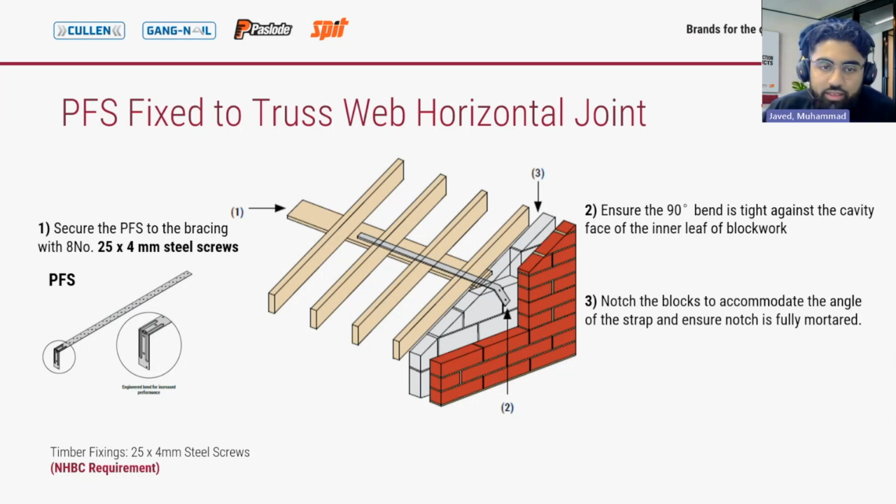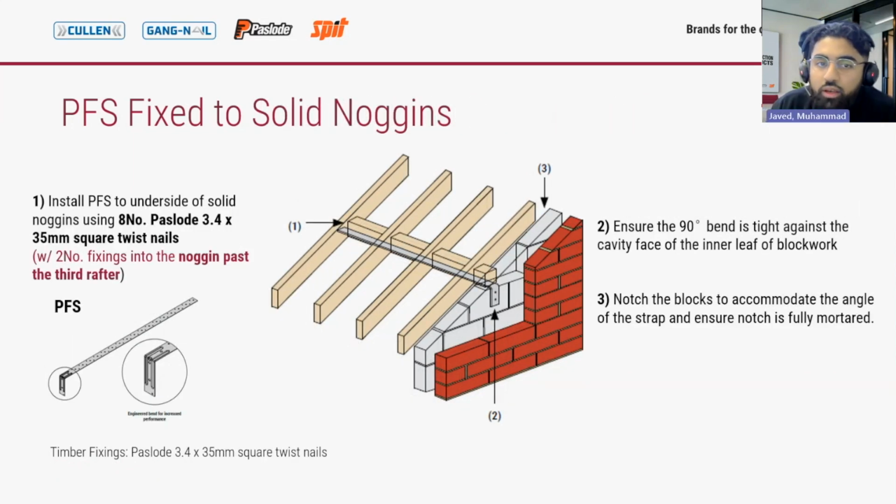Okay, next, let's move on to PFS fixed to solid noggins. Here, the PFS restrains the diagonals of the truss when noggins are used between the trusses. Noggins are to be fixed horizontally to avoid the twisting of the restraint straps, and the straps are to be fixed to the noggins with 8 Pasload square twist nails, with 2 fixings into that 4th noggin, so the one that's just past the 3rd rafter.